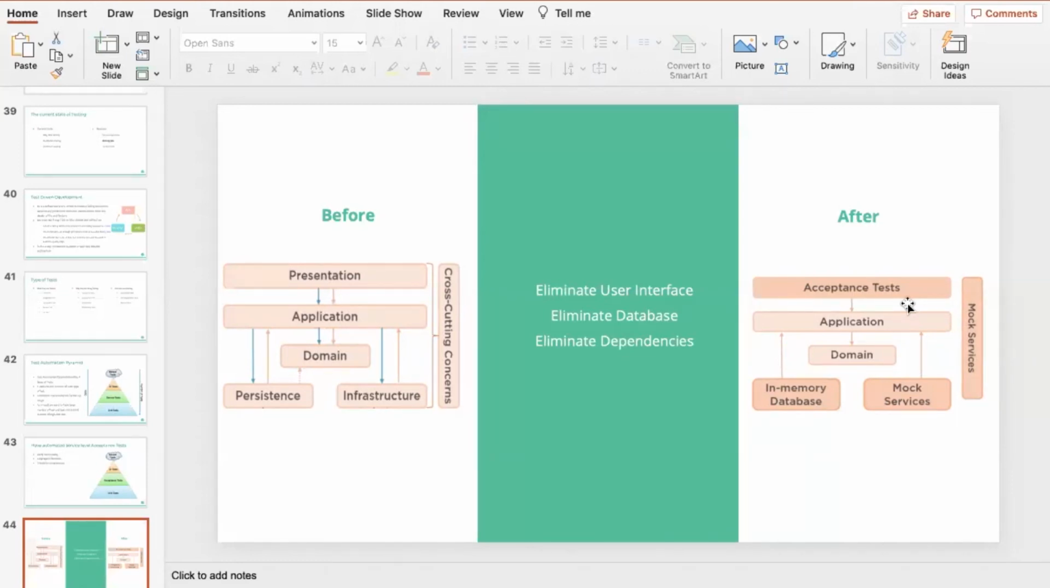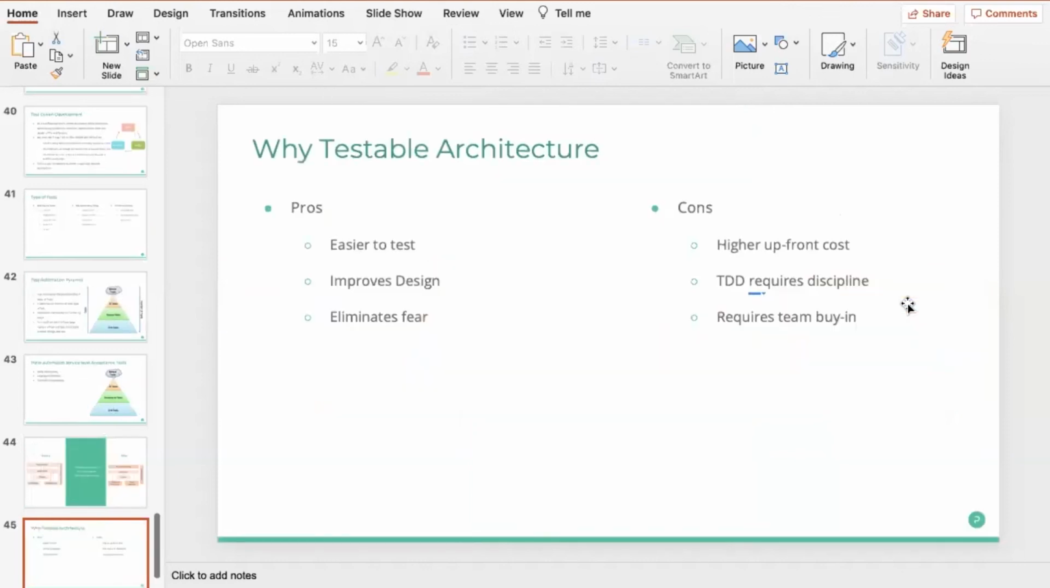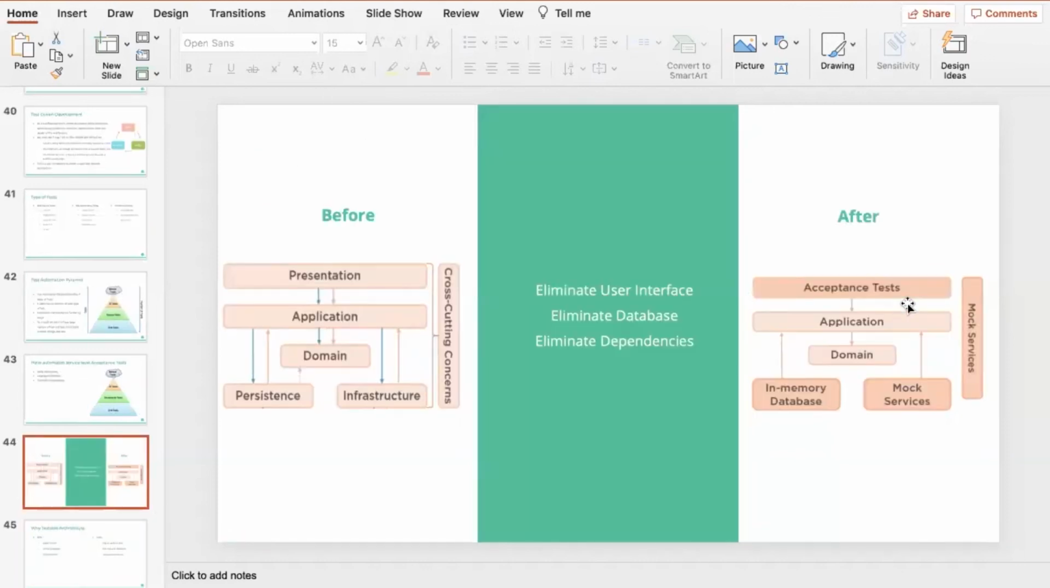So that's what it looks like from an acceptance test perspective, the right side of the picture. We also eliminate dependence on the user interface. That's the whole objective of this clean architecture, right? We should be able to test our layers independently, in isolation, without external dependencies.